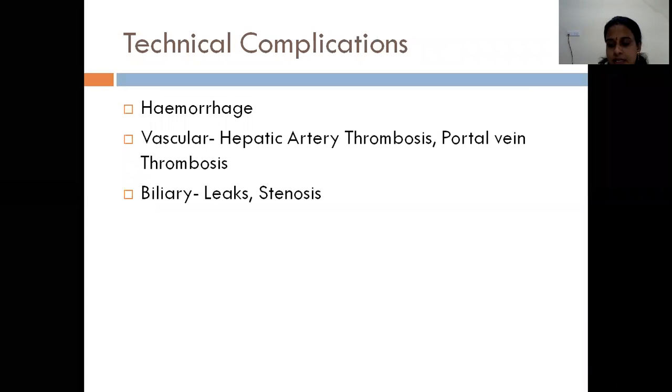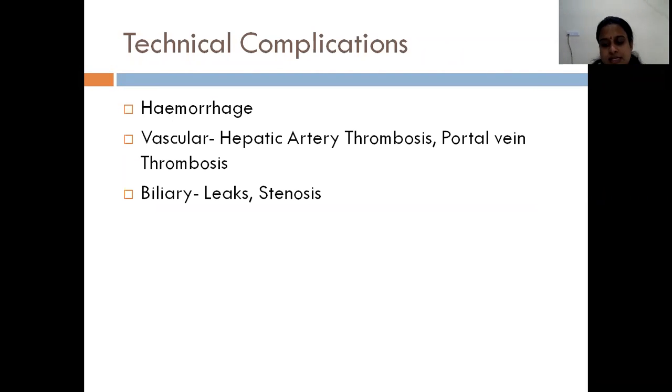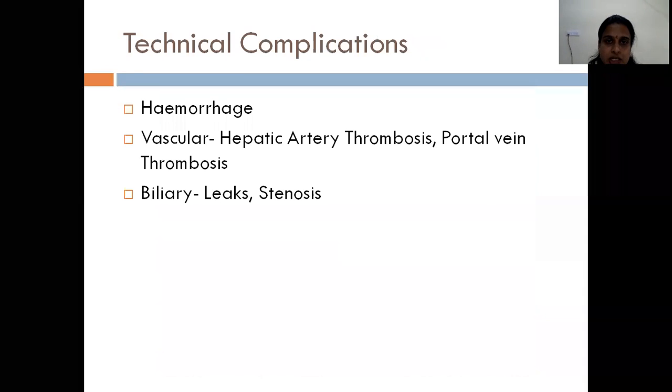So what are those complications? First and foremost is hemorrhage. Hemorrhage has to be controlled. It is either a procedural complication or inadequate preparation with anticoagulants. So proper measures will alleviate the complication of hemorrhage.